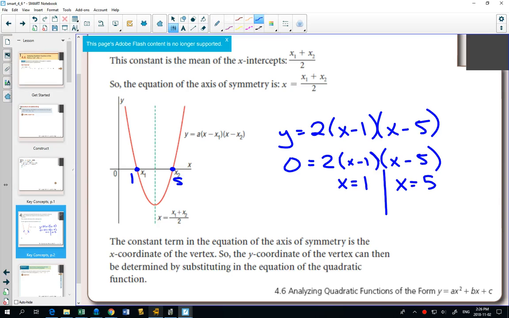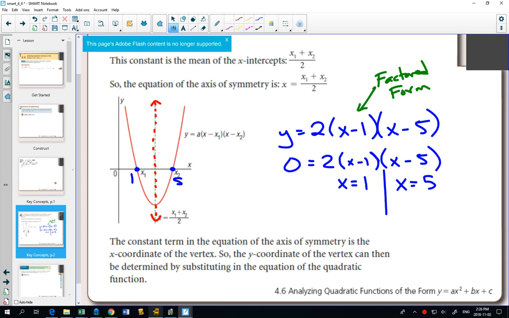This is the picture that we're looking at at the bottom of page 301. We call this the factored form of the equation of the line. And the factored form helps us because you could draw both of your x-intercepts. And once you have both of your x-intercepts, you can find the axis of symmetry.